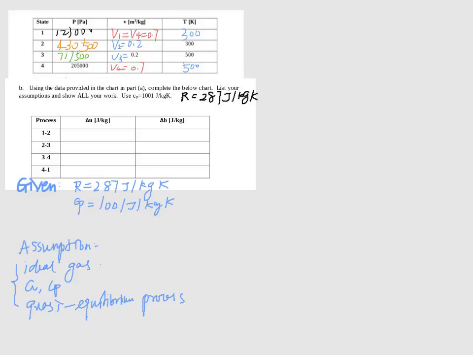Okay, now since we know that it's an ideal gas, we can calculate our Cv from Cp and R if you remember the relationship between them. So Cv is just Cp minus R, which is 714 joule per kilogram K. So now we know everything that we need in order to solve for the internal energy and enthalpy. Let's get started with the first process, process 1 to 2.